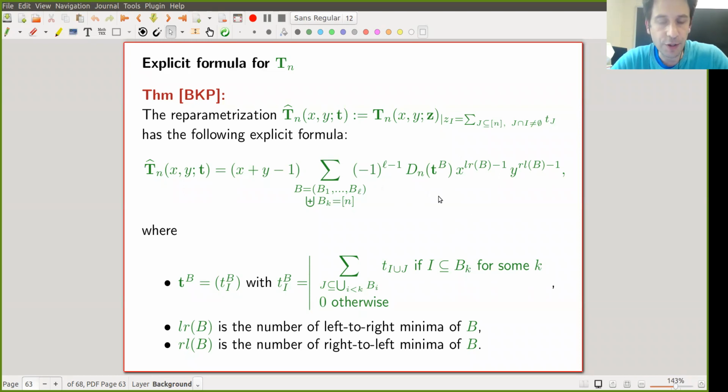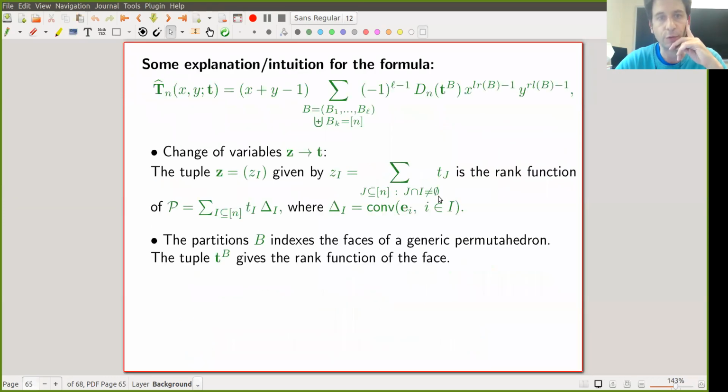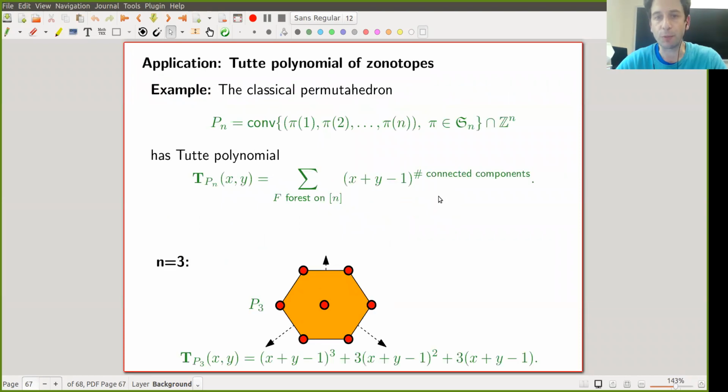But I wanted to say that the expression is sufficiently explicit that you can specialize it, for instance, to zonotopes. And as an example, here is the expression for the polymatroid which is the permutahedron. So you get some combinatorial expression in this manner. Okay, and I'm going to stop here.